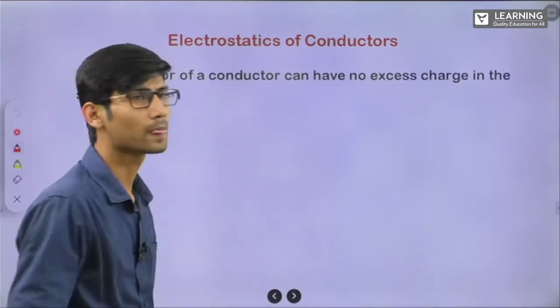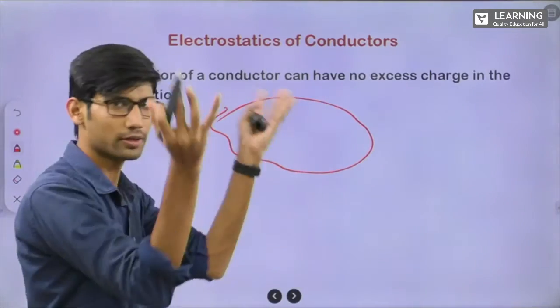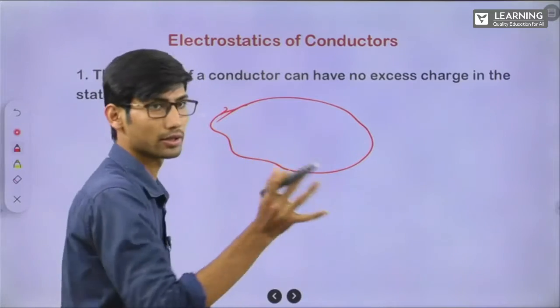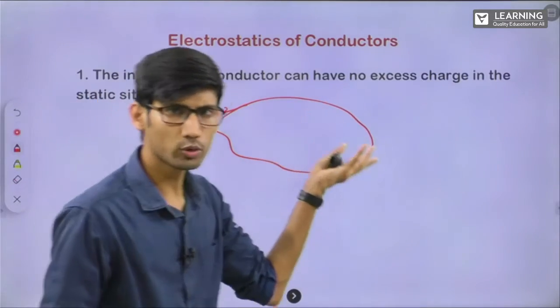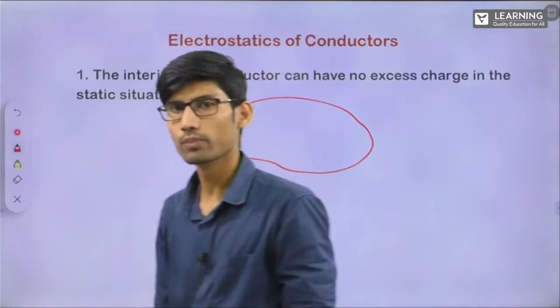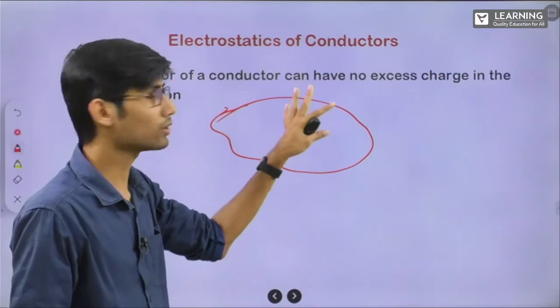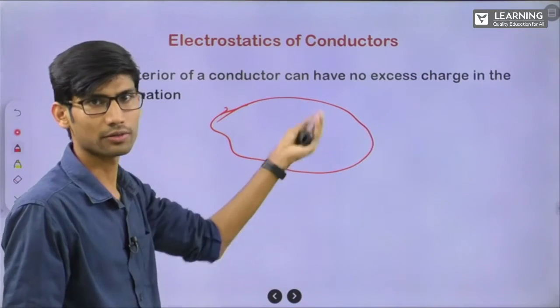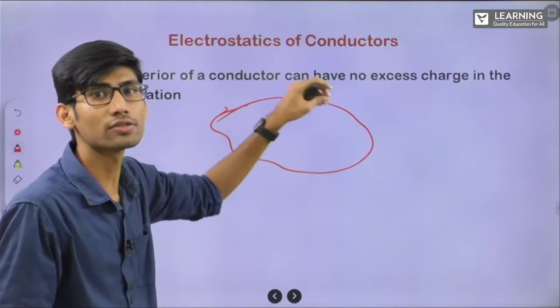What does this mean? Normally, if you see a conductor, it's 3D. It's not just a plate. Normally they are neutral. The amount of negative charge and the amount of positive charge is equal. If I give charge to it, that will be an excess charge. Right now, electron is equal to proton, or negative charge is equal to positive charge. If I charge it, that will be an excess charge which I am giving to it.